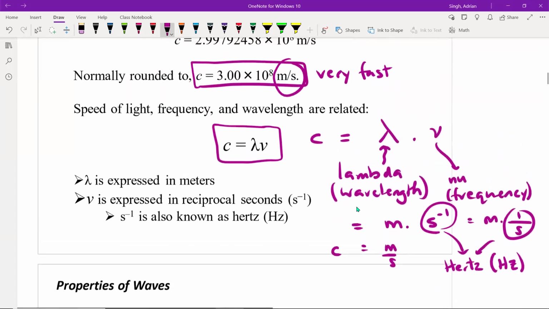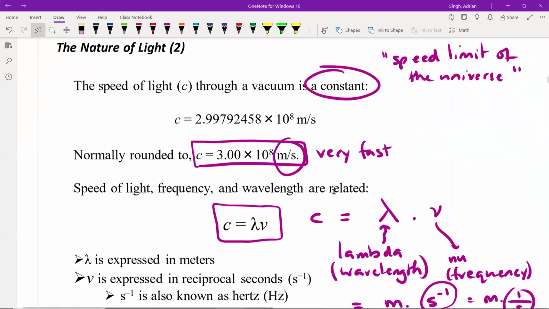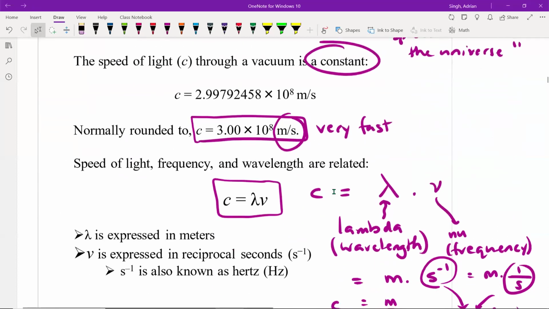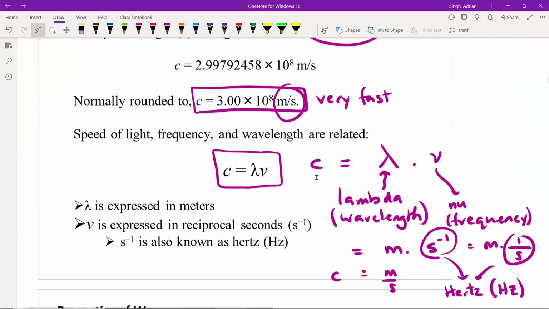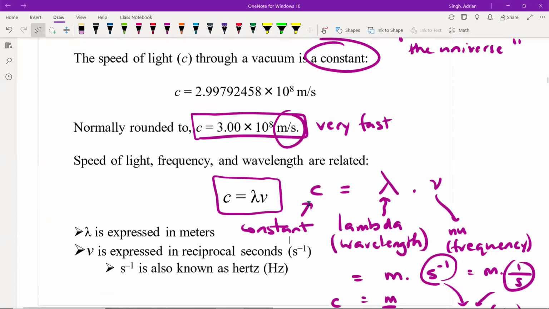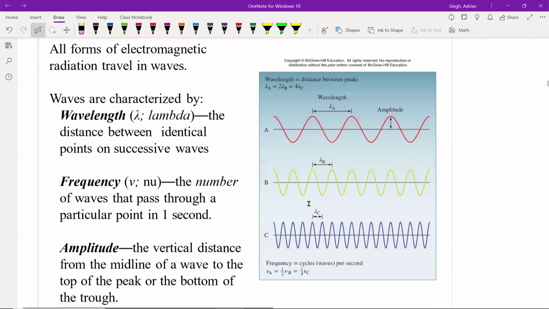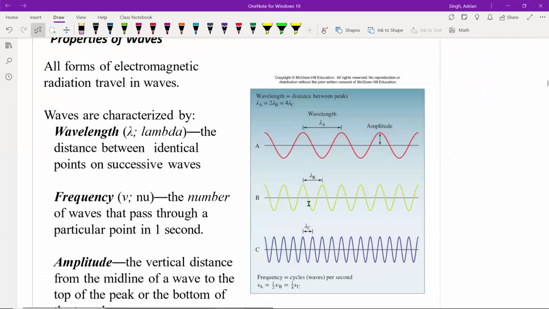So all forms of electromagnetic radiation will adhere to that speed limit, and all travel at the speed of light, 3 times 10 to the 8 meters per second. What they're going to vary or change by is their wavelength and their frequency as well, because whenever we multiply the wavelength by the frequency, we should get this constant, right? C here is our constant speed of light. So let's take a look at each of the characteristics now of waves. We're going to take a look at both of those, wavelength as well as frequency.